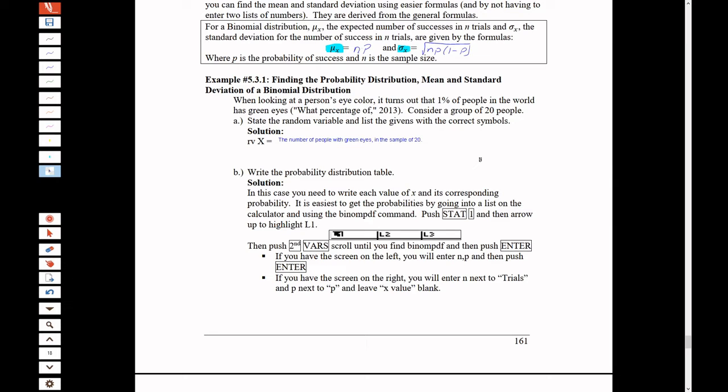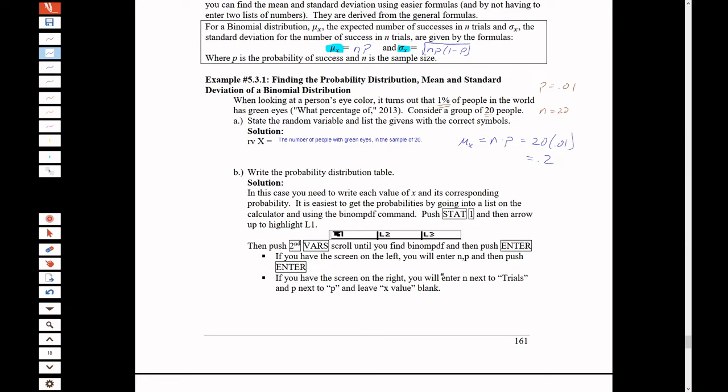If I want to find the mean and standard deviation using my formulas, I could say, okay, then the mean is n times p. In this case, we were told that 1% of people in the world have this property that we're looking at, so probability p is 0.01. And we're looking at a group of 20 people, so n is 20. So we go ahead and compute 20 times 0.01 equals 0.2.